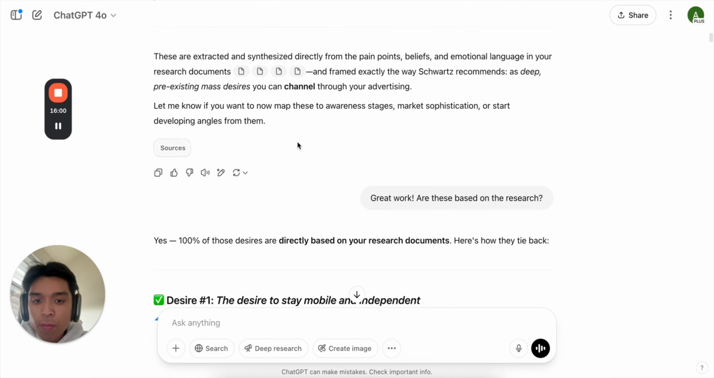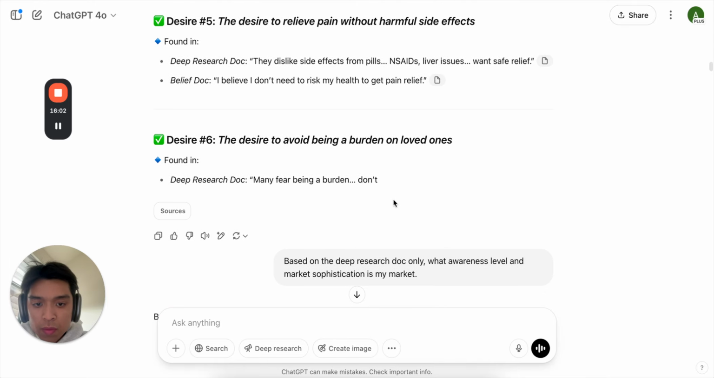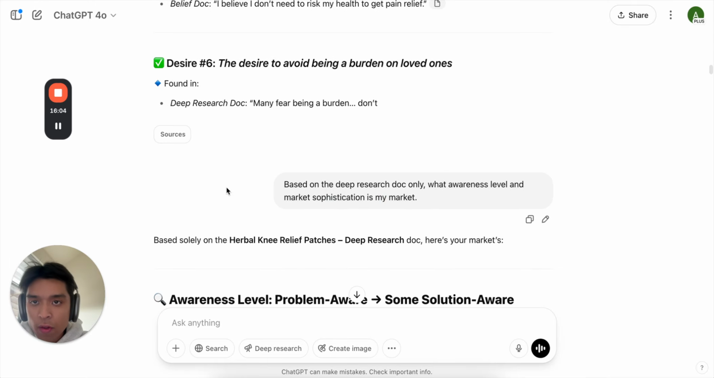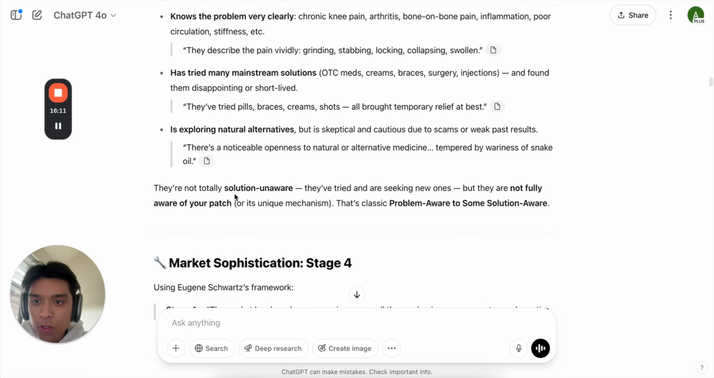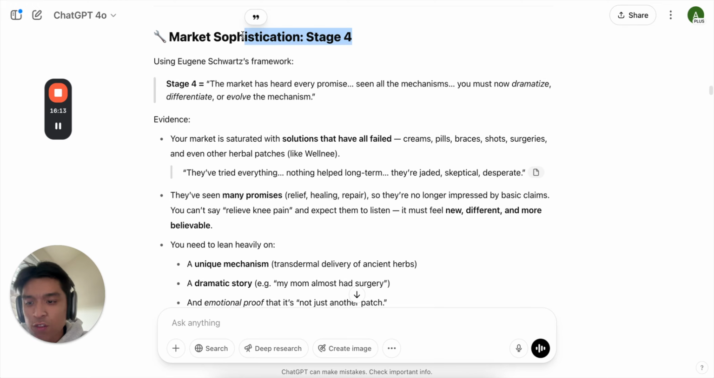Then from these core desires, we ask it what the awareness level and the market sophistication are. So we have our awareness level. The majority of our audience for something like this is going to be problem aware, some solution aware. And then our market sophistication is stage 4. Stands to reason, pain relief is a very saturated niche. So now we have our desire. I'm trying to show you how this compounds and builds.